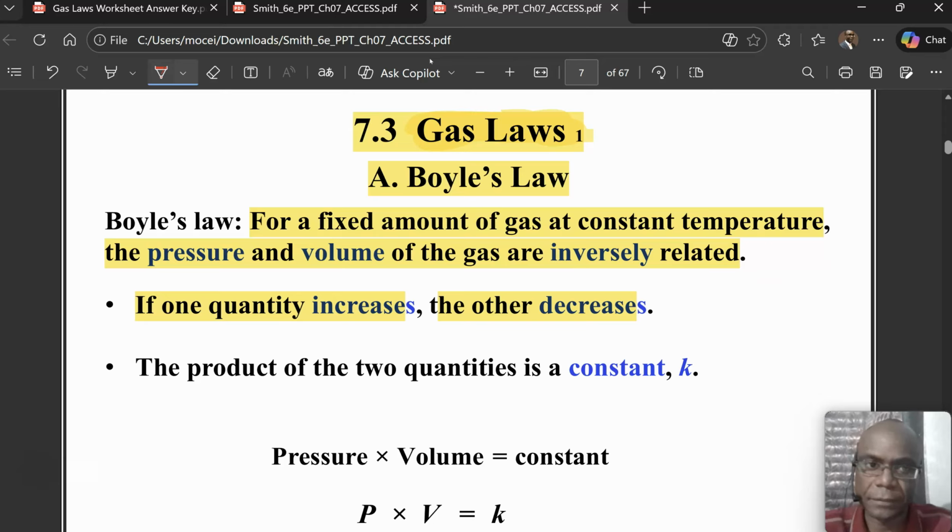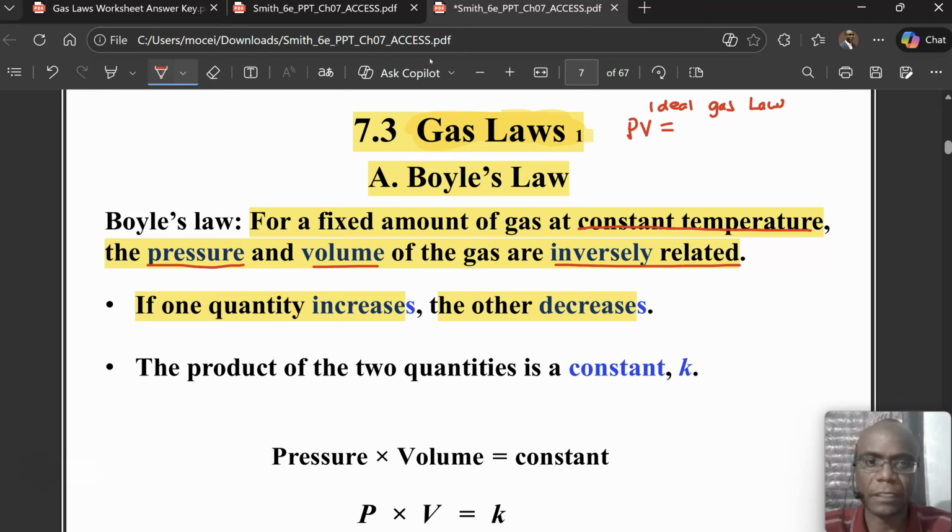Let's discuss this. So we are at constant temperature. Temperature is not increasing. The pressure and the volume of the gas should be inversely related. I'll have to introduce you to another law. This is called the ideal gas law. Ideal gas law gives us the relationship of all other laws.